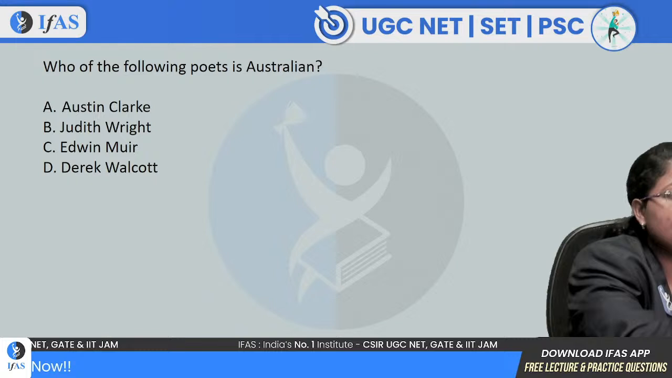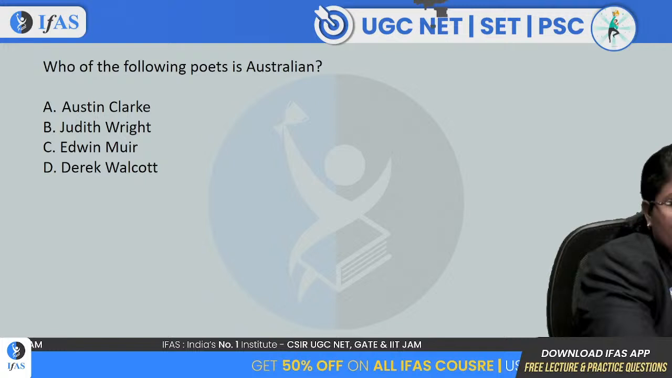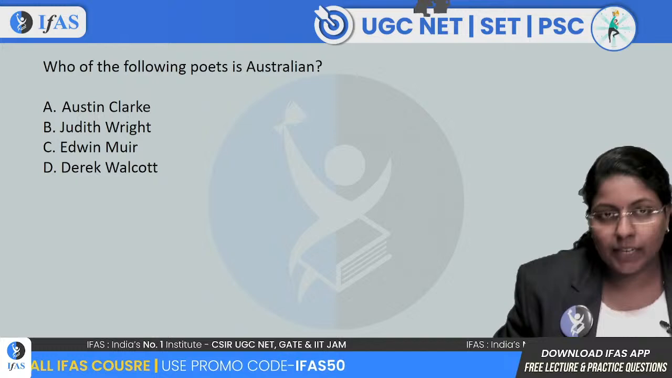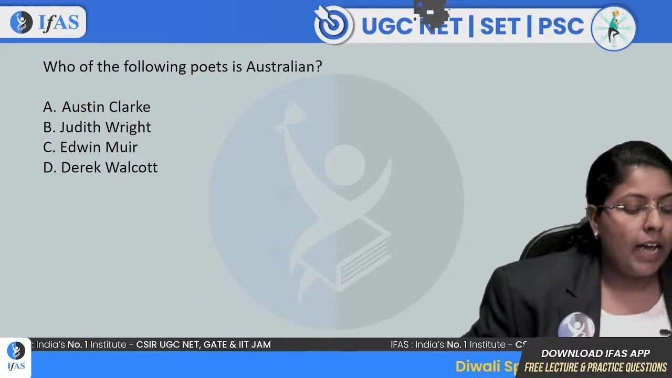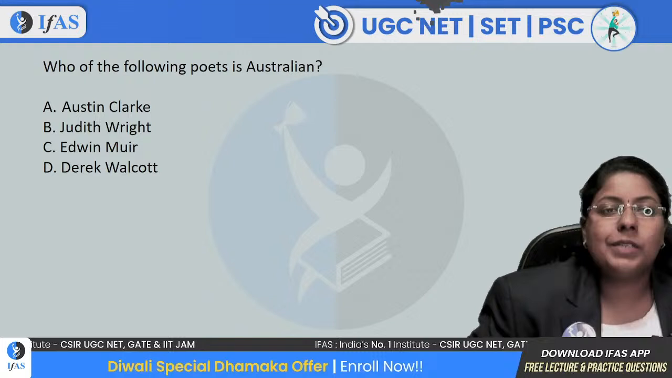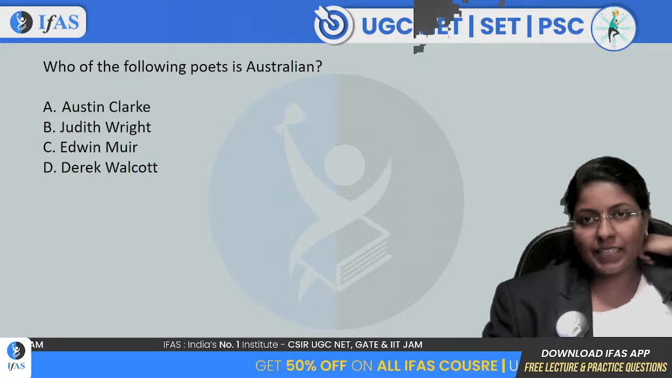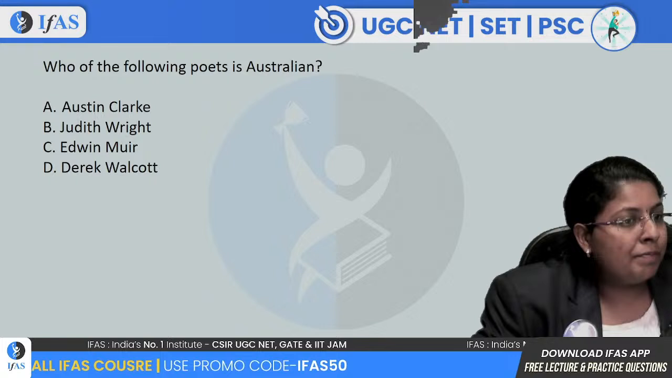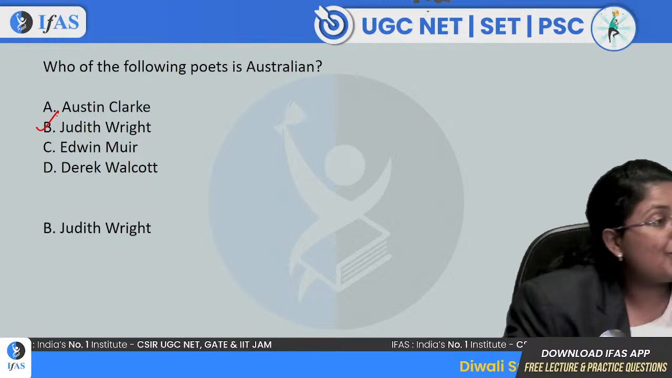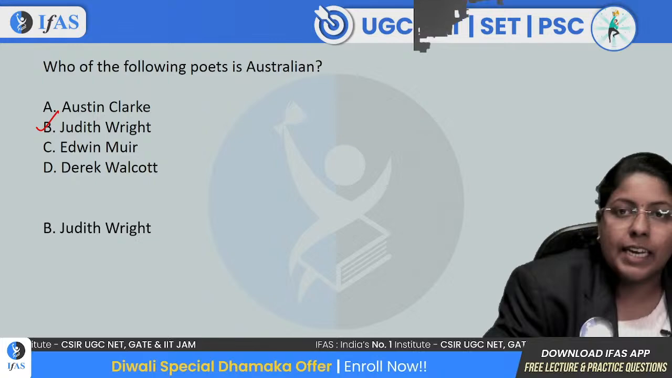We have the options here. Option A is Austin Clarke. Option B is Judith Wright, and option C is Edwin Muir, and option D is Derek Walcott. So tell me the answer. Tell me the answer, guys. B. Okay, Judith Wright. Yes, Judith Wright is the right answer. See, diasporic writers, continental writers from modern age, their works, they are very important. Please note it down.